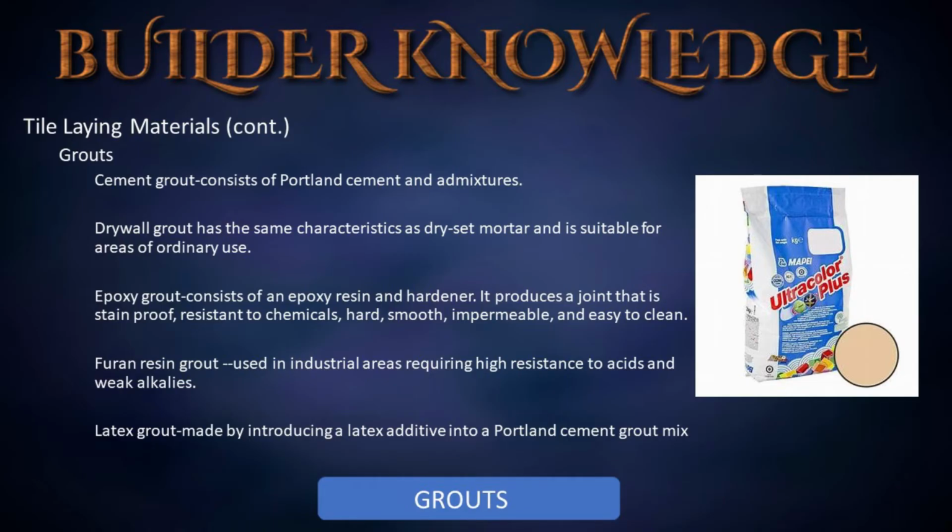Cement grout consists of Portland cement and admixtures. Cement grout may be colored and is used in all areas subject to ordinary use. Tiles should be wet when using cement grout. Drywall grout has the same characteristics as dry-set mortar and is suitable for areas of ordinary use. Tiles that are to be set in drywall grout do not require wetting except during very dry conditions.